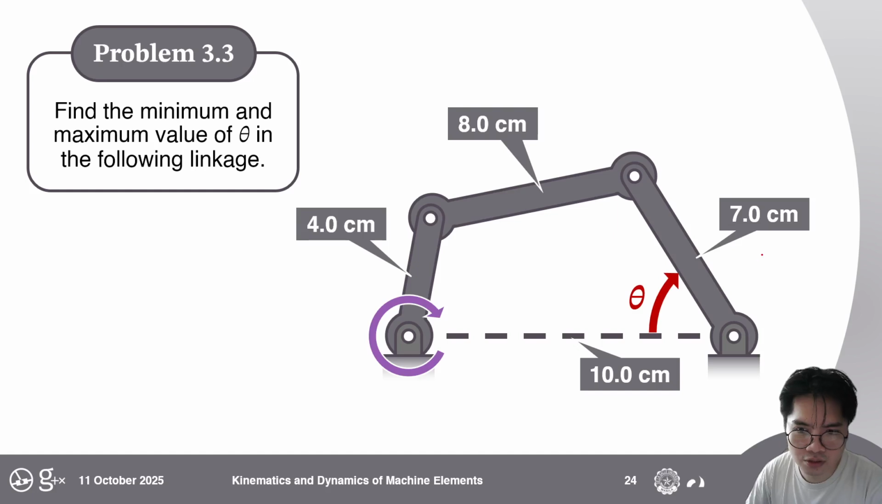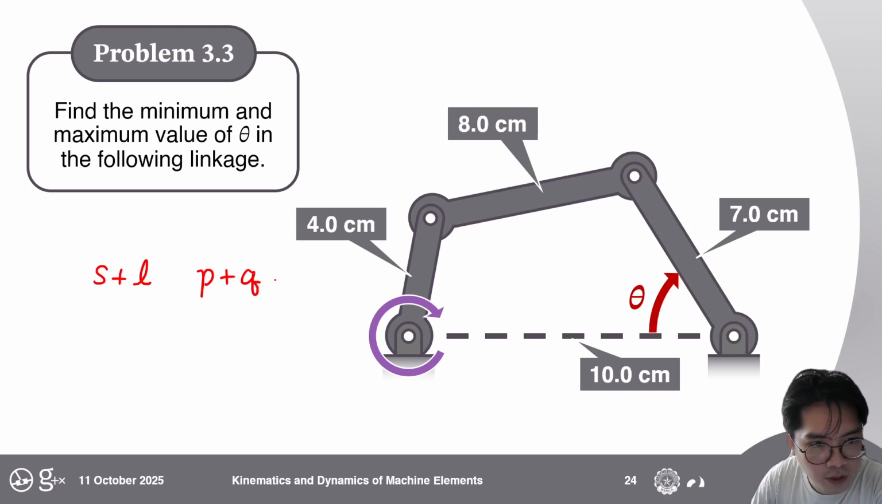For all we know, this could be a drag link, and there is no maximum and minimum value because it will go a full rotation. But let's just find out. We have SL and then PQ here. We have our shortest link, which is the 4, and then the longest link, which is the 10, and then the two other links are the 8 and the 7. We will have 14 and then 15.